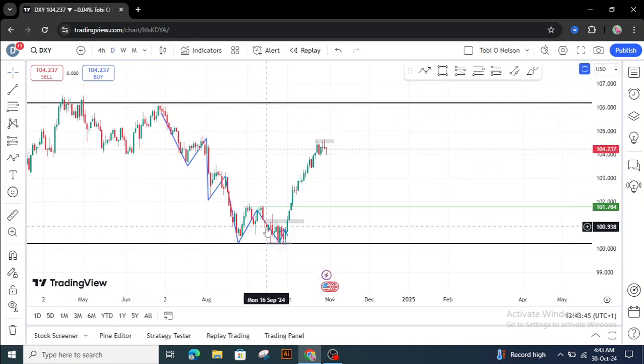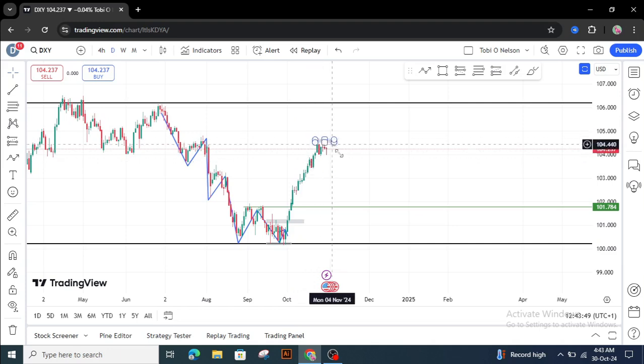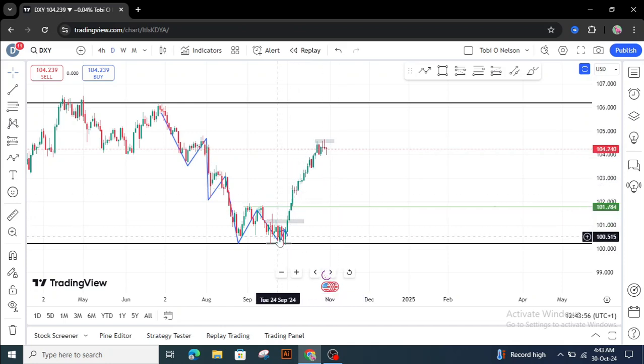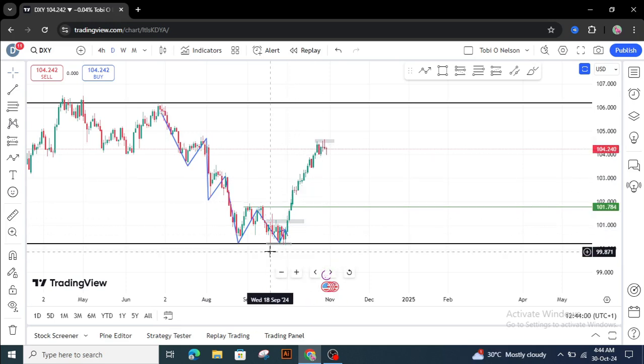This is the daily chart now, and as you can see here, the market bounced up from here and started moving up. So the thing is, what is actually going on in the market? What is actually going on with DXY? DXY has been moving up drastically.